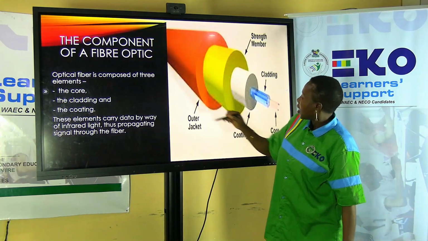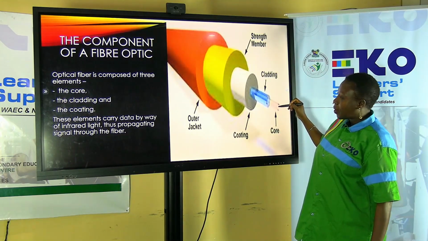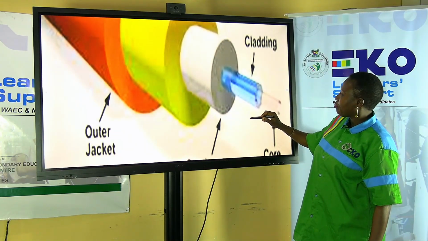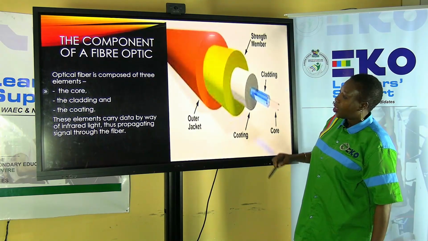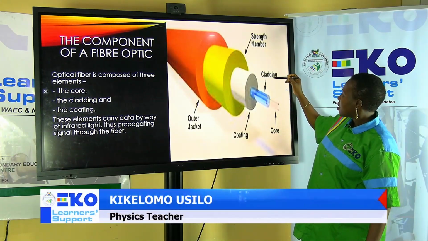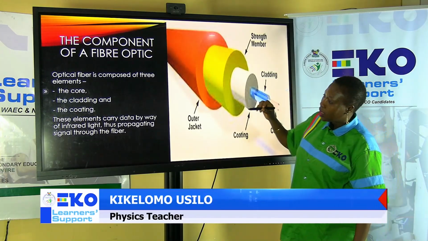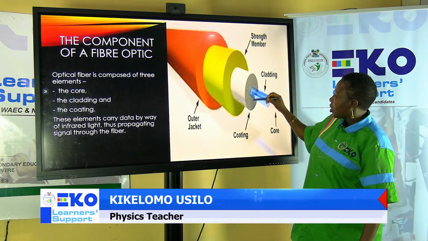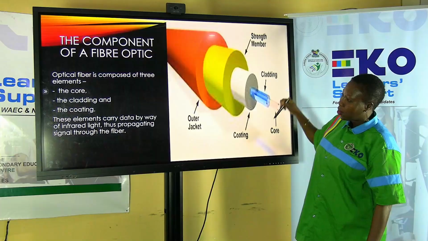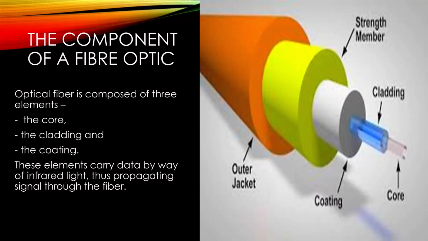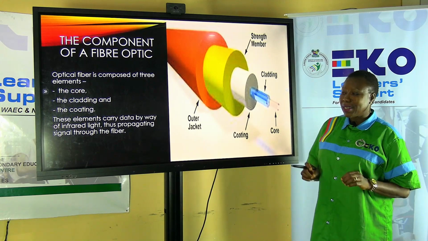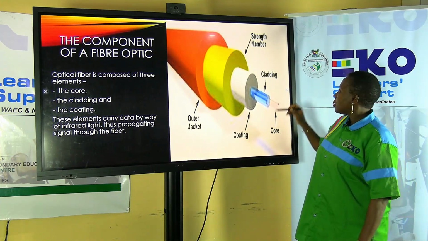So we have the core, like I said, this is the core here. The cladding, this is the cladding. The cladding is the one protecting the core. Then we have the coating. The coating protects the cladding and the core. These elements carry data by way of infrared lights, thus propagating signal through the fiber.